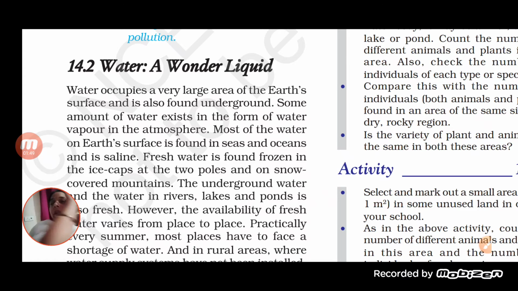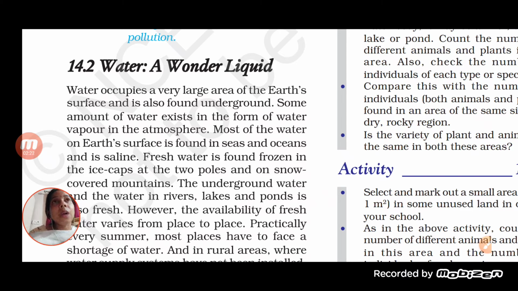Now here it is said that water occupies a large area of the earth's surface, and it is also found underground. Yes, water is found underground also. It is found over a large area, and some amount of water also exists in the form of water vapor in the atmosphere.